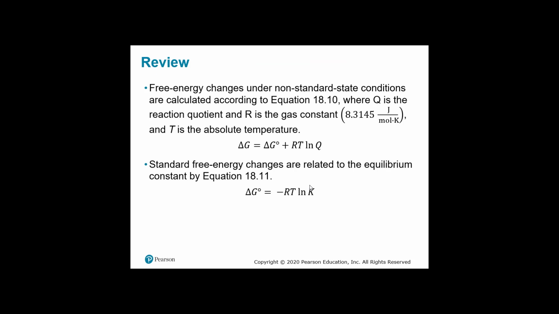So forward direction. A review: free energy changes under non-standard state conditions are calculated according to 18.10. I apologize, this is from another slide in another book. I should have corrected that. Q is the reaction quotient, but you see it right here, and this is what we used in the previous section. Now, when we wanted to determine standard free energy changes that are related to the equilibrium constant, this is where we'll use this. I thought I changed these. I apologize. But we use this here. So now we have different ways of solving for what it is.